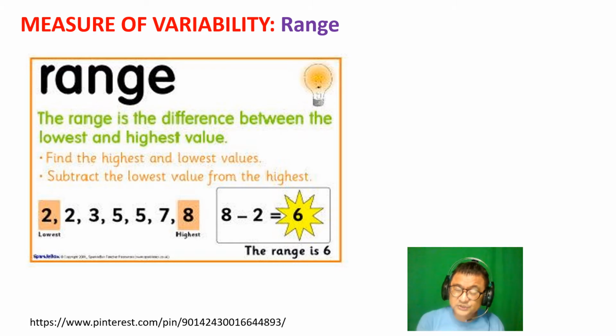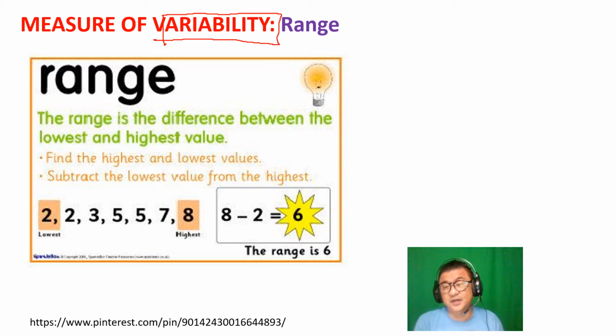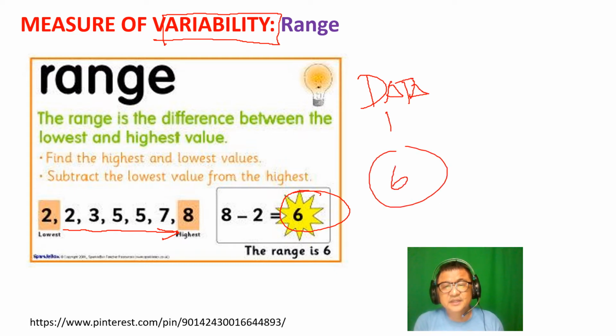Now, we also studied range in the past. Range can be used to measure variability. How varied is your data? For example, from 2 to 8, the range is 6, meaning the scores have a range of 6 values in between. Suppose in data 1, the range is 6, and in another data, data 2, the range is 12.